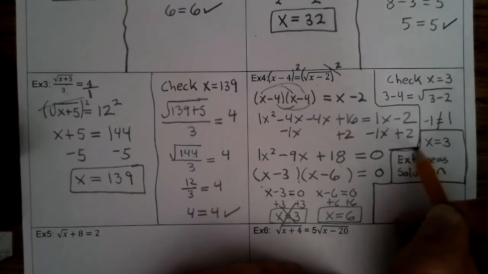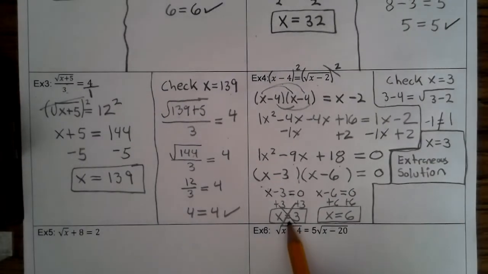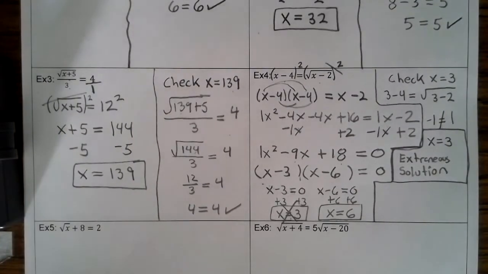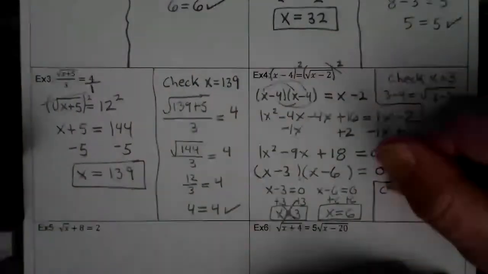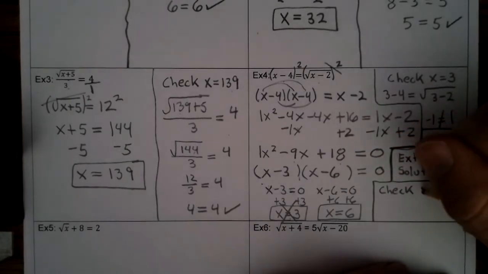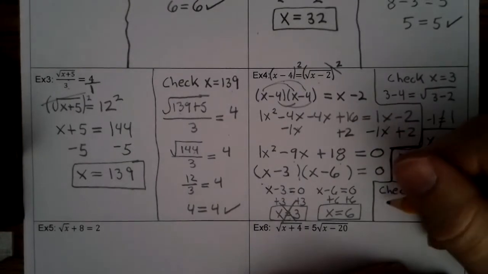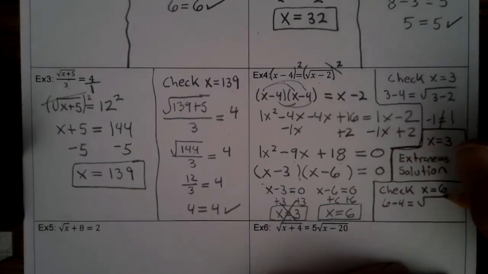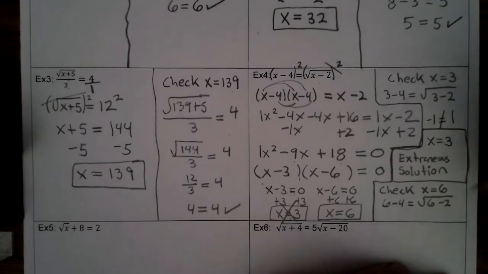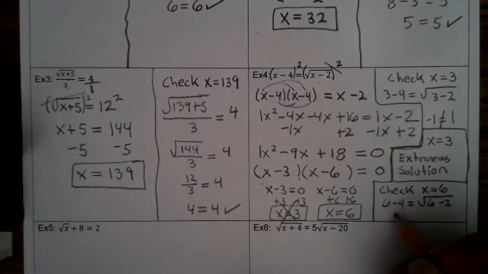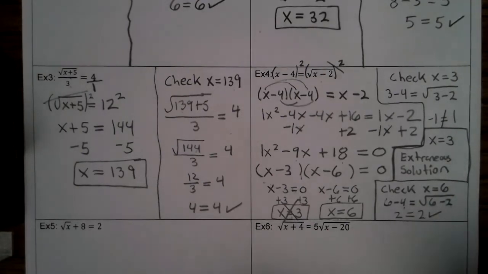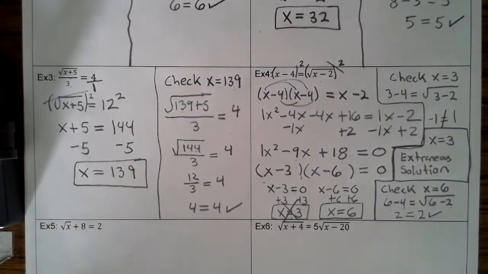And what we mean by an extraneous solution is it came out to be a solution, but when you check, it doesn't check. So that's what we mean by extraneous solution. Okay, so now let's check x equals 6. So we have 6 minus 4 equals the square root of 6 minus 2. Well, 6 minus 4 is 2. 6 minus 2 is 4. Square root of 4 is 2. So this checks. So x equals 6 is a solution.